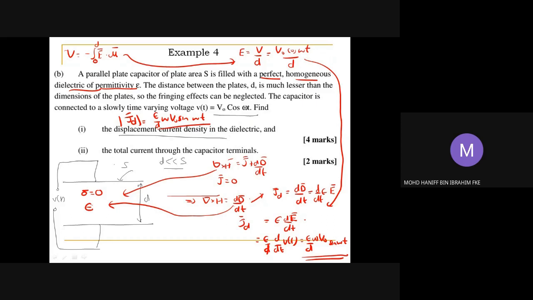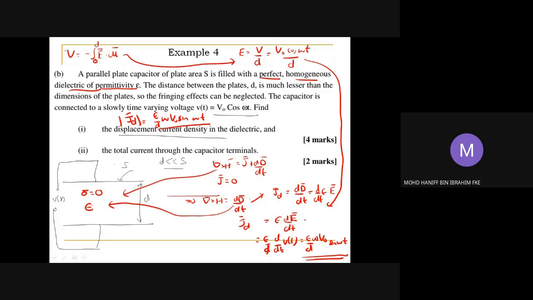What I want to point out here is that we need to use the information we have learned from the previous chapters, from chapter 4 and chapter 3. In this particular case, if you need to find J_D, you don't have the exact E field in this question, right?